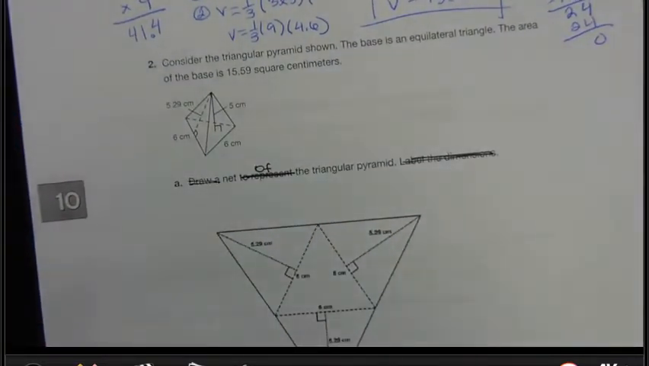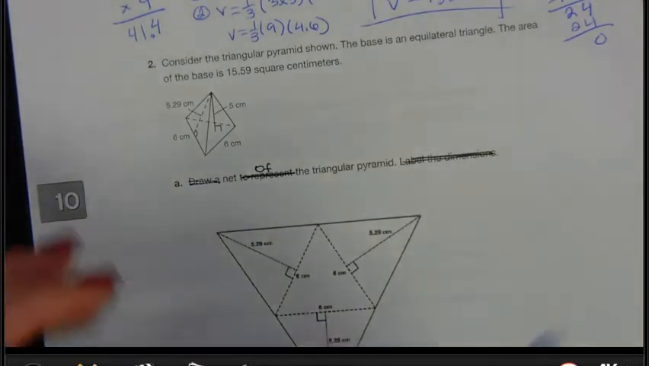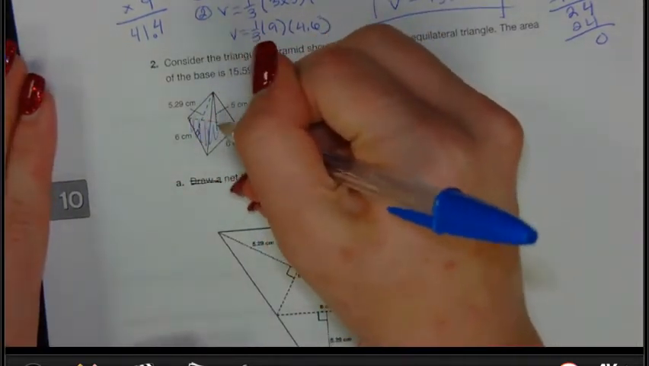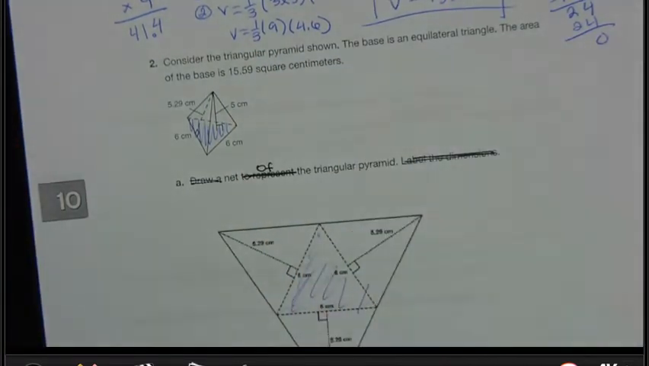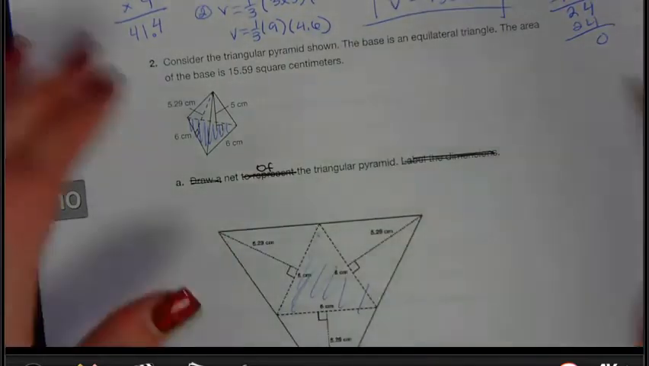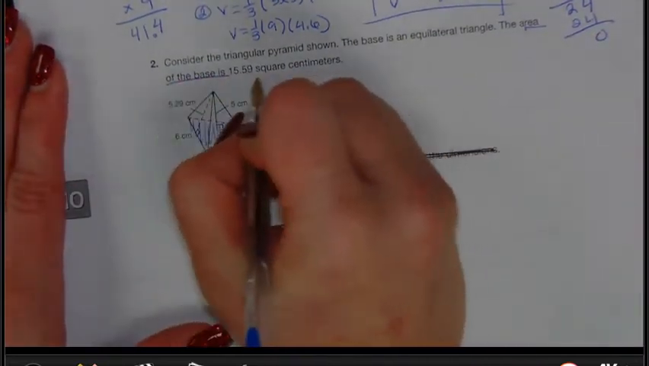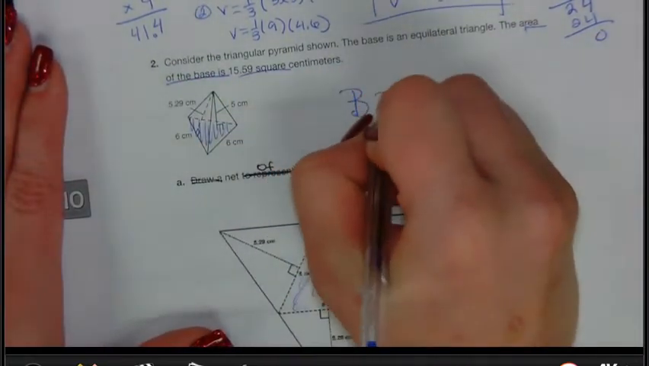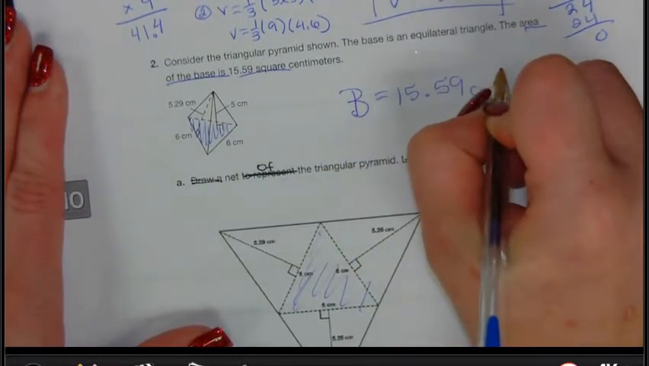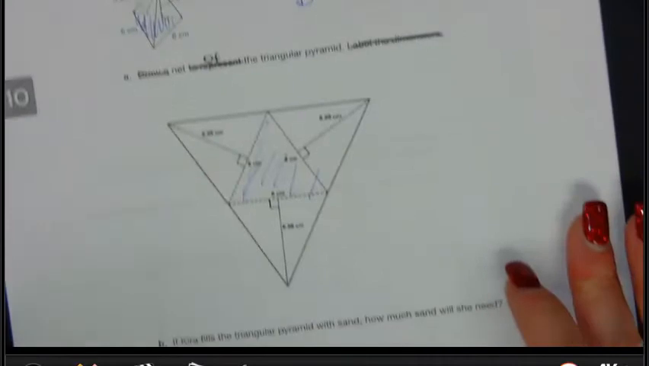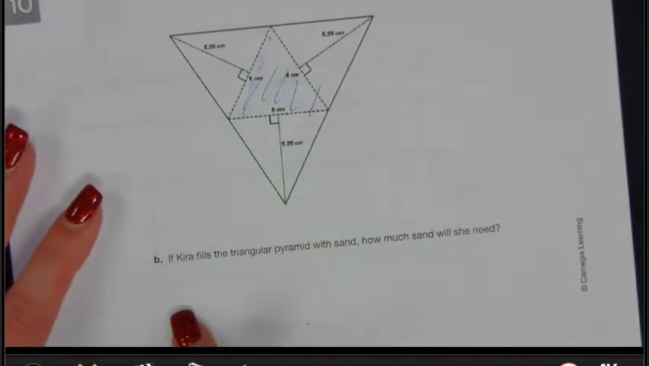All right, number 2, we have a triangular pyramid. A triangular pyramid is shown, and here's my base right here. And my base is equivalent to the triangle. The area of my base is 15.59 square centimeters. So I am given capital B. So capital B is equal to 15.59 centimeters squared. Which is super important, because I'm going to look at letter B.